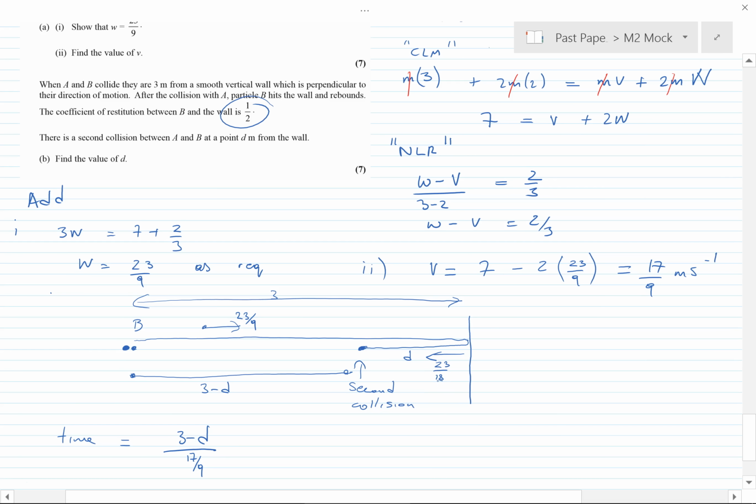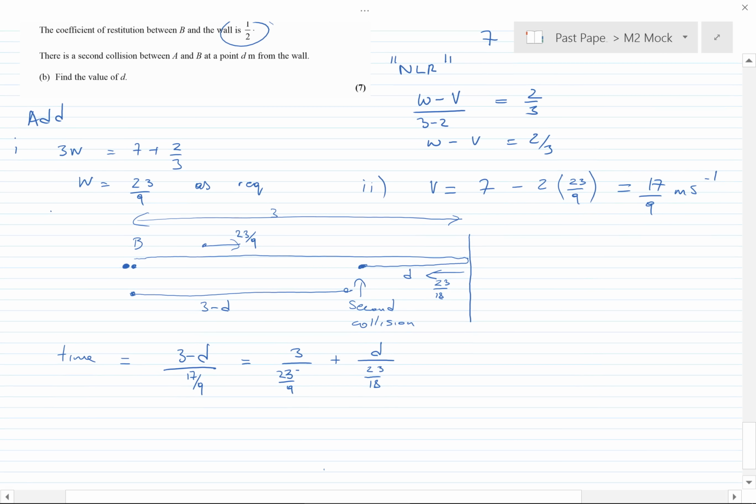So it changes its speed. Okay, so we need to split into 2 bits. We can't just add the 2 distances and divide by 1 speed. We've got the first bit before it collides. It's gone 3 meters at a speed of 23/9. That's the bit before it hits the wall. Now after the rebound, it does this extra bit, and that is gone for d over, now the speed has changed, 23/18.